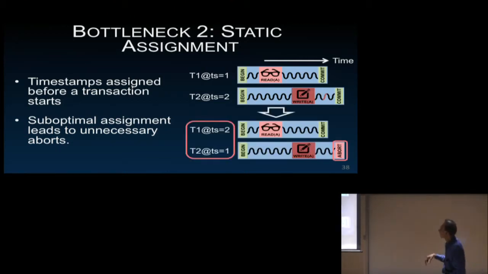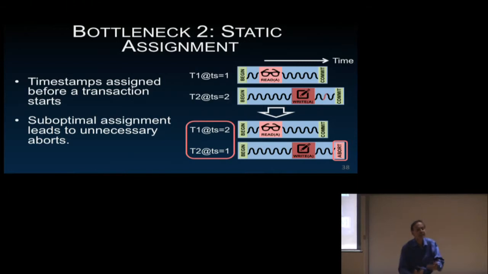But if you did it the other way, and this transaction had timestamp 1 and that transaction had timestamp 2, current concurrency control algorithms will abort this transaction because this one is already committed with timestamp 2, and this read should happen after the write, but it actually happened before the write, right?